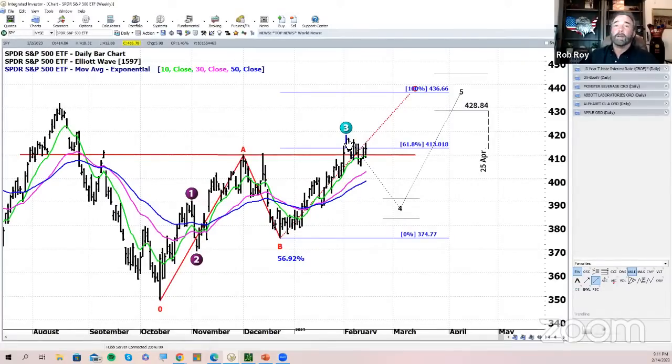The next step is going to be to take out this wave 3 high. If we can do that, then I think we've got a pretty good chance of completing that zigzag and heading up to that 100% extension. But for me, the next show-me event is taking out that wave 3 high, going back to the 2nd of February.